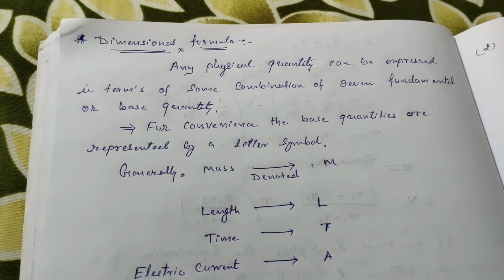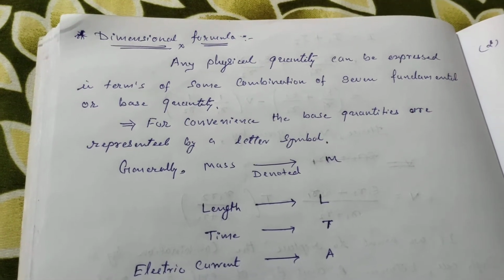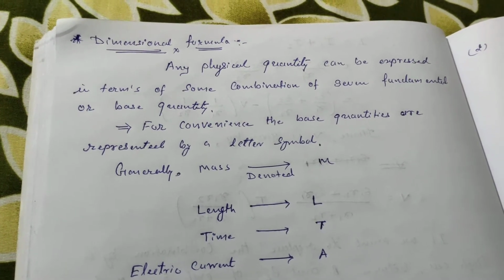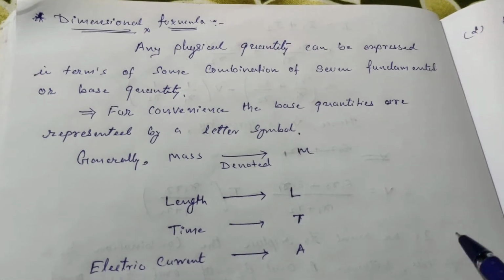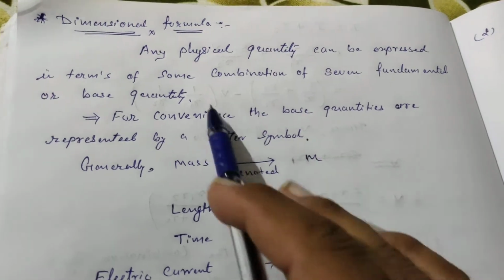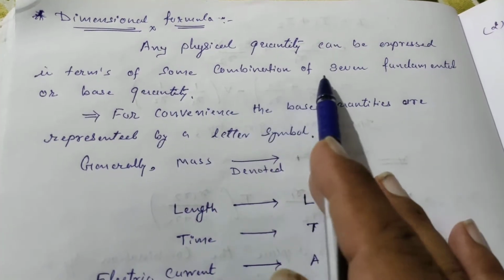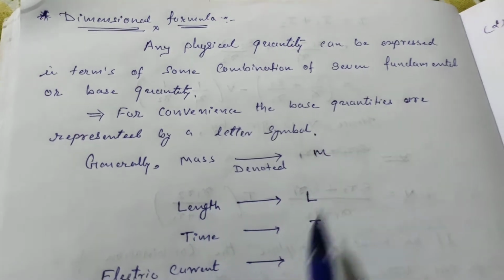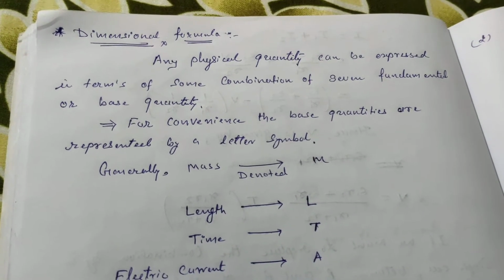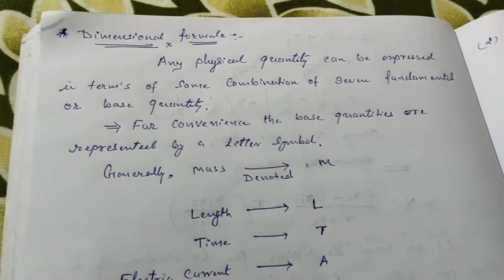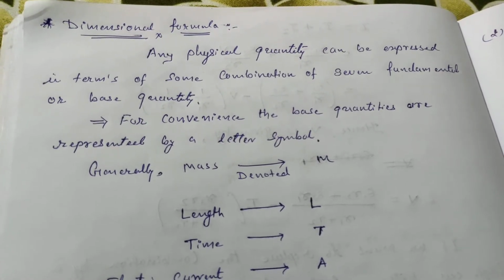So it's one type of formula which is basically defined in physics to understand the nature of a physical quantity. Okay, see, any physical quantity can be expressed in terms of some combination of several fundamental or base quantities, or several nahi, it's 7 base or fundamental quantities. We have a total of 7 base quantities.